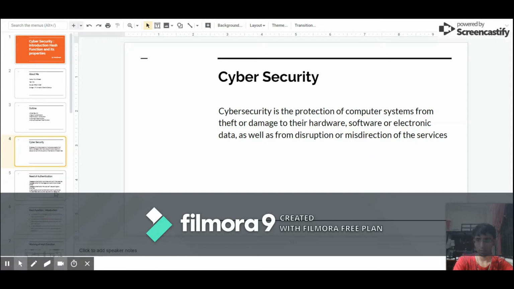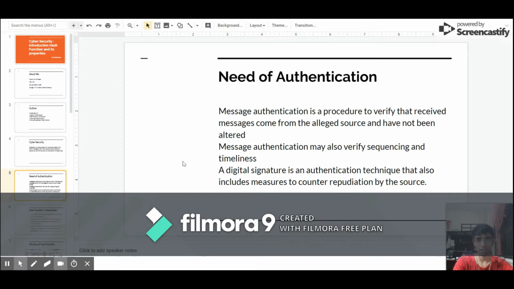Now let me move on to the need of authentication. Talking about the need of authentication, we will talk about message authentication. What is authentication? Message authentication is a procedure to verify that received messages come from the alleged source and have not been altered.